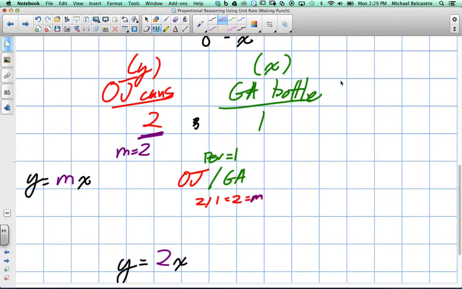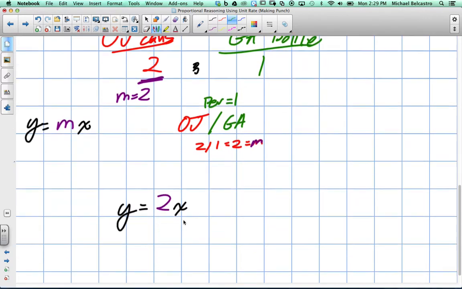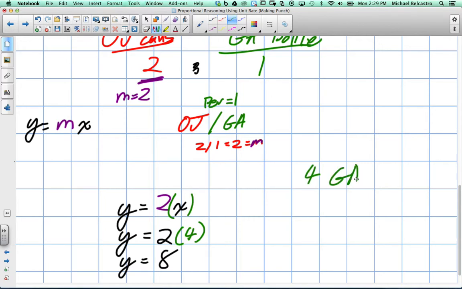So it's a little different this time. Remember, we knew that we needed 4 ginger ale bottles. So we're going to replace X with the value of 4, which works out really nicely because there isn't really any moving left or right or balancing the equation. We have 2 times our value of 4. So how many cans of OJ do we need? Well, 2 times 4 is 8. The exact same thing we found before. We need, for 4 ginger ale bottles, we need 8 OJ cans.